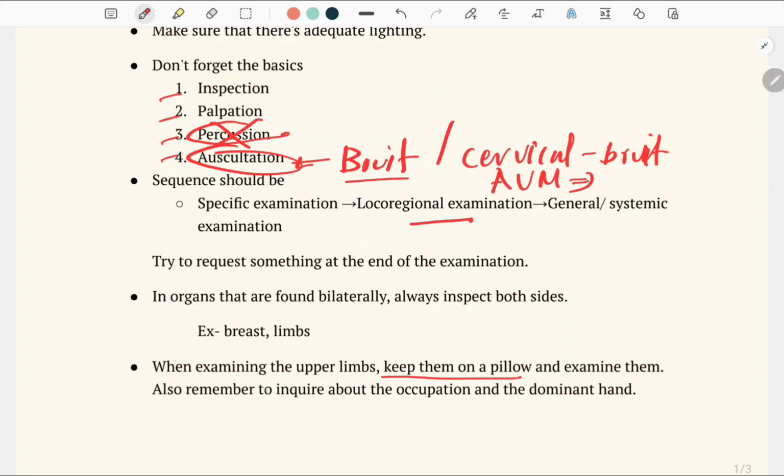And in these cases, always remember to inquire about the occupation and the dominant hand of the patient. So mostly, let's say you are getting a carpal tunnel syndrome case, in that case you have to ask whether the patient is right dominant or left dominant, because this might add value to your management. So we'll discuss more about it when we go through the lecture series.